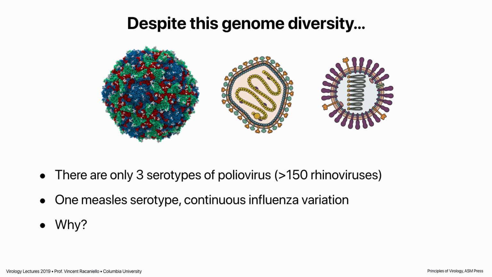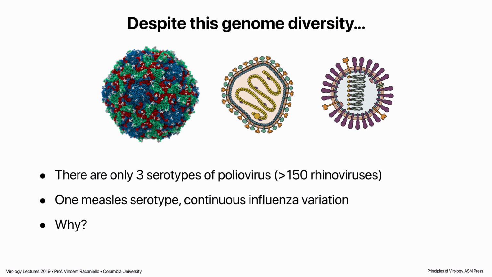Yet, when we look at viruses, say, serologically, in some cases there's a lot of variability, like you would predict from what I've just told you. But in some cases there's not. There are only 3 serotypes of poliovirus, but over 150 rhinoviruses. These are 2 viruses from the same family. Why is there such a difference in the diversity?